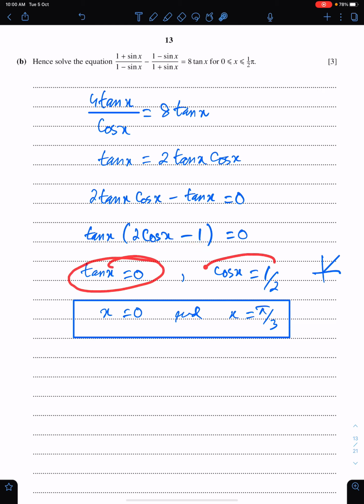So tan x is 0, cos x is half. So according to this domain, the answer is 0 and this answer is pi by 3. This is very important, never cancel these two tan. Always equate the whole equation to 0. Always bring everything on left hand side and then factorize the equation.